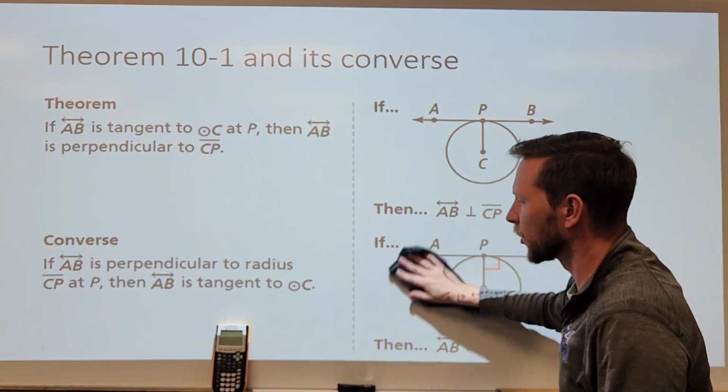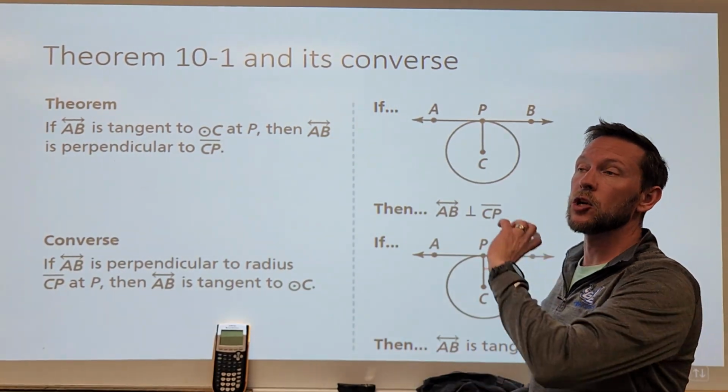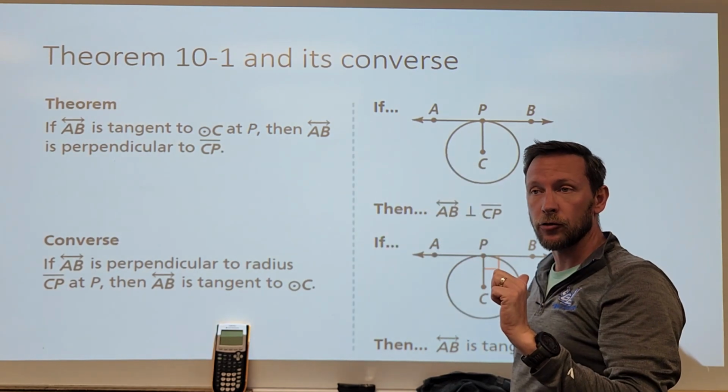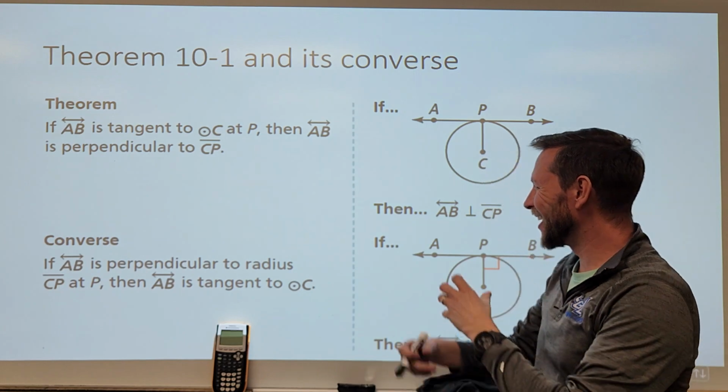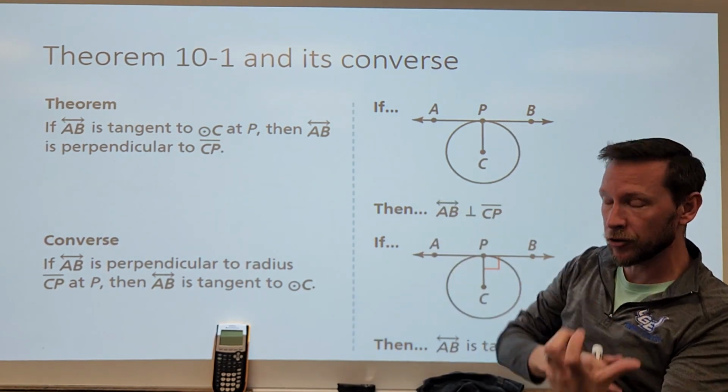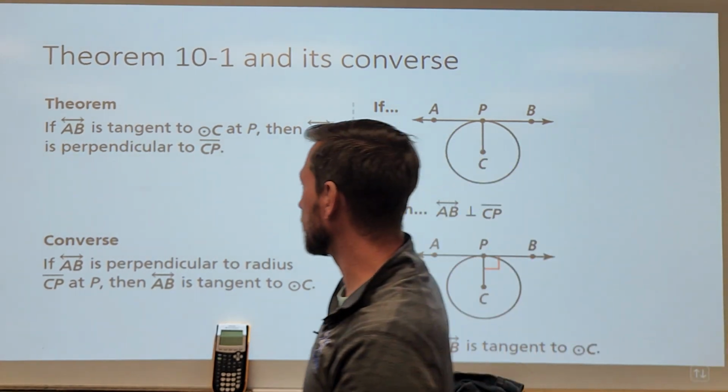All right, so we're going to think of that forwards and backwards. If we know that it's tangent, we know we have right angles, and then we have all sorts of things that we know about right angles. And then if we make right angles, then that tells us something about the line being tangent or not.